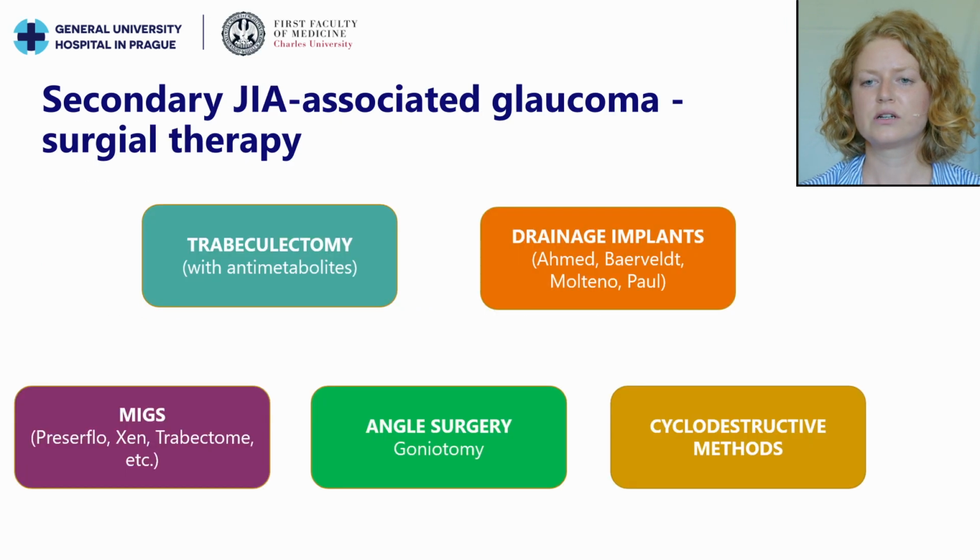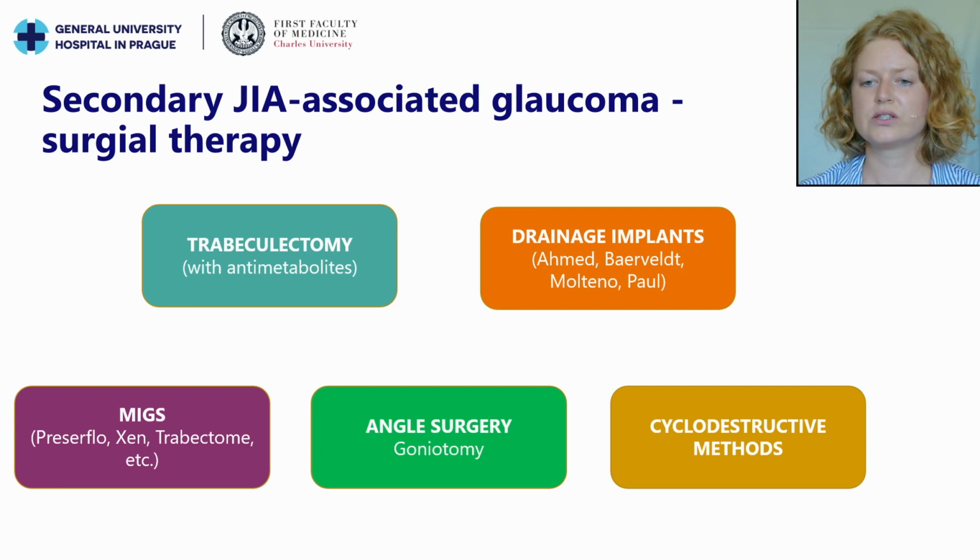There are several surgical approaches. Trabeculectomy is the gold standard. Use of antimetabolites is highly recommended because of the already mentioned risk of scarring. Other options are drainage implants, which have similar results as trabeculectomy. Recently, minimally invasive surgery has been developed as a safer alternative to conventional filtration procedures. However, there is still insufficient data to assess the effect of minimally invasive glaucoma surgery in secondary uveitic glaucoma.